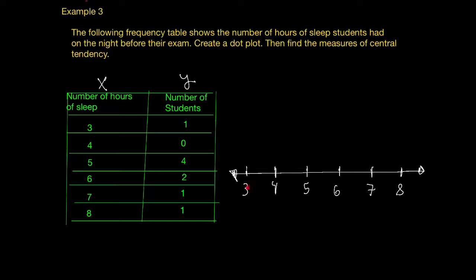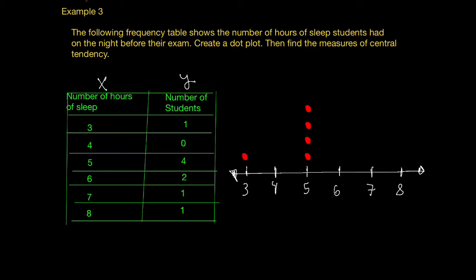Let's begin to count the frequencies. So for 3 hours, we had one student. That means we're going to have one dot above 3. And let's check out 4. So for 4, we don't have any students, so we're going to leave this blank. So let's move on to 5. For 5 hours, we have a frequency of 4. 4 students slept 5 hours, so let's draw 4 red dots above 5.